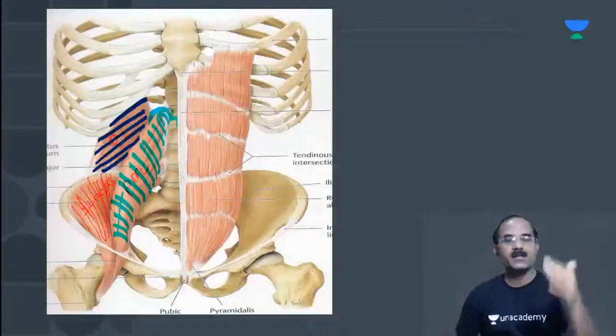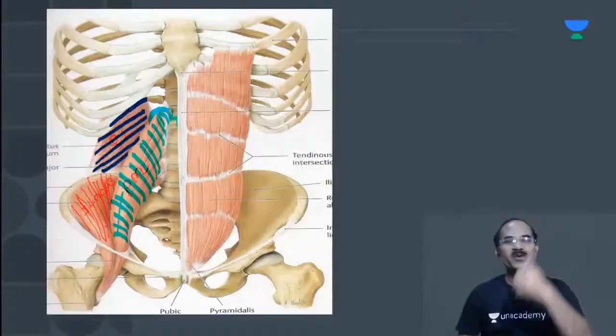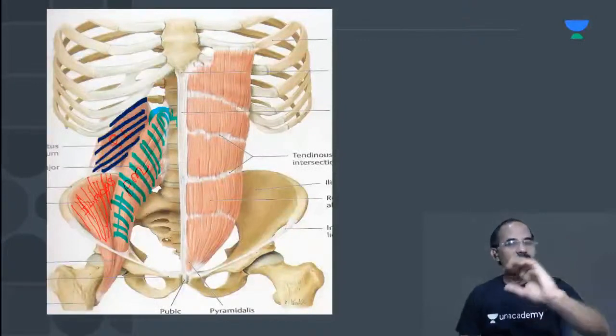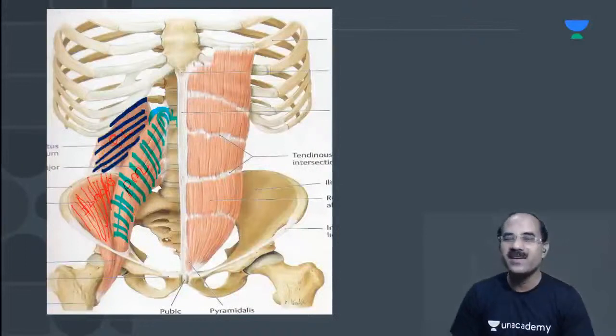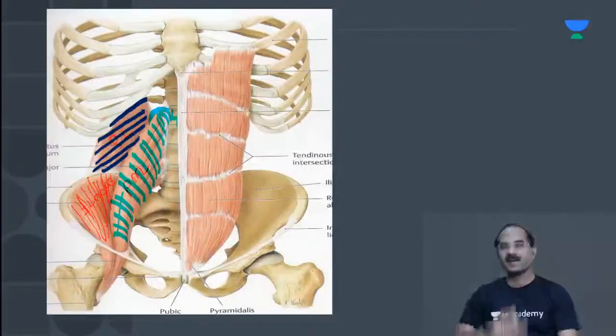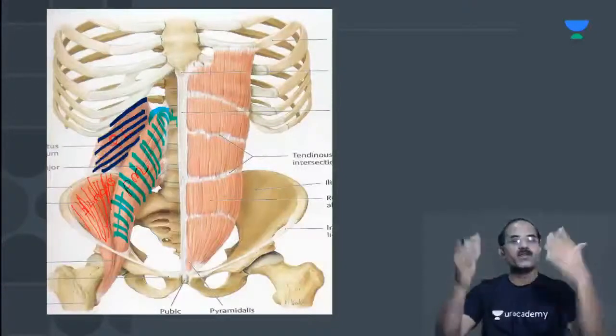The one which is behind is not the posterior, it's the middle layer of thoracolumbar fascia. So there has to be one more, the posterior layer of thoracolumbar fascia. What does the posterior layer of thoracolumbar fascia cover? Any idea? Can you tell me?